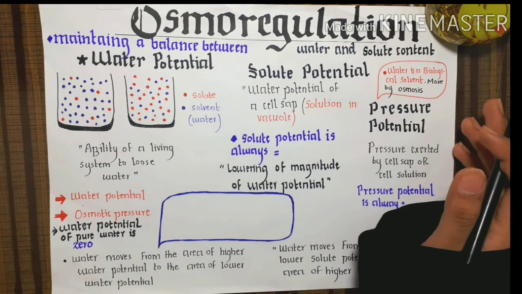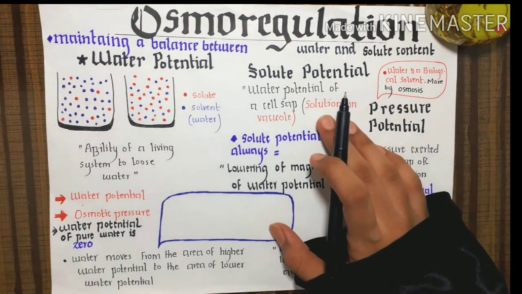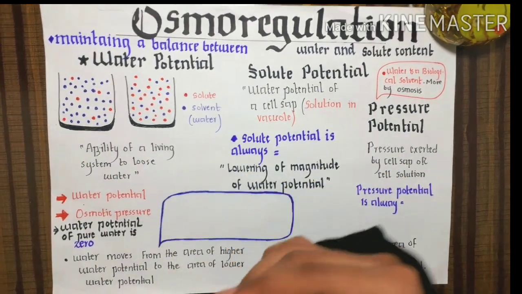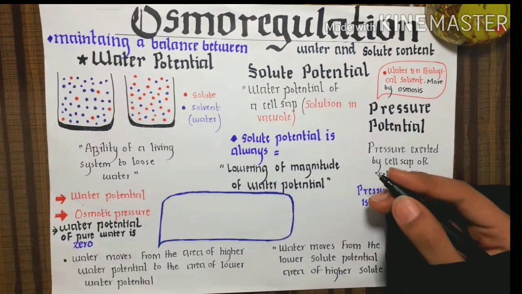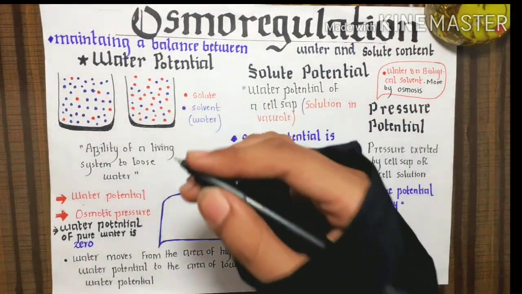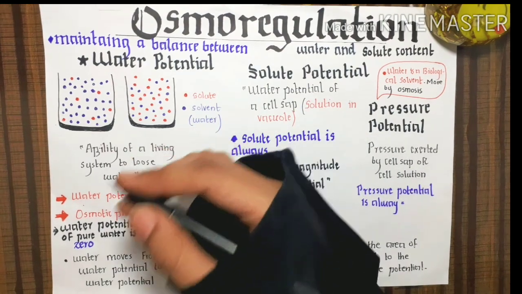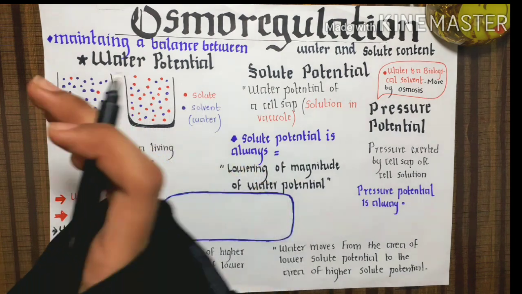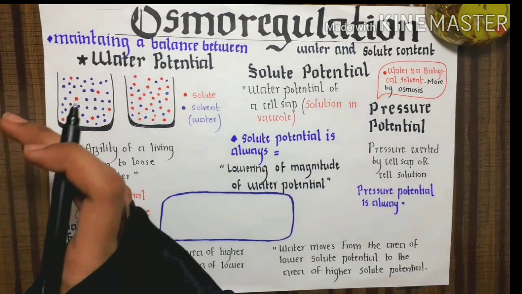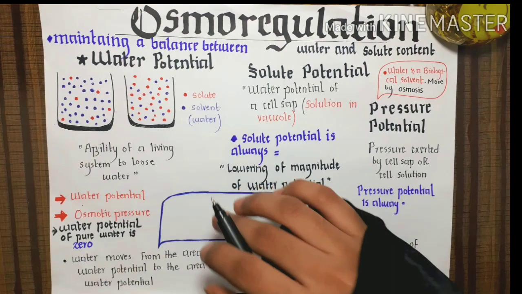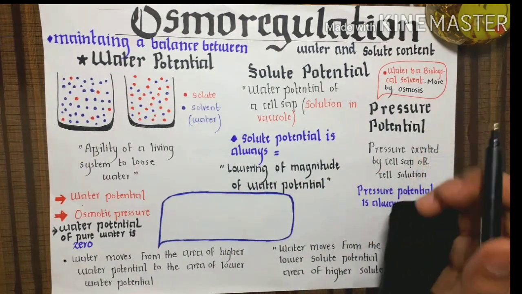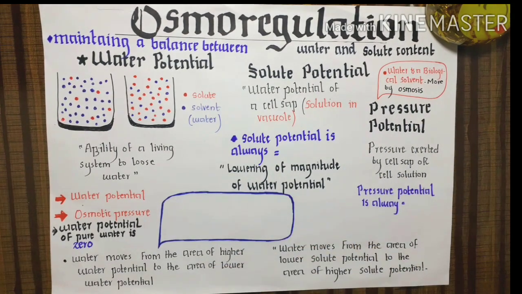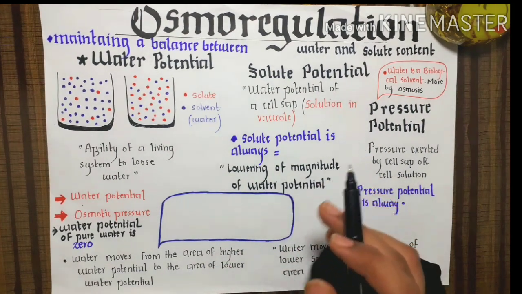Now what is osmosis? Movement of a water molecule from the area of higher concentration to the area of lower concentration is called osmosis, or movement of a water molecule from the place where it is more to the place where it is less. In one glass or in one cell, we can say we have more water, then it moves to the cell where it has less water. So this movement is called osmosis, and this movement does not require energy.